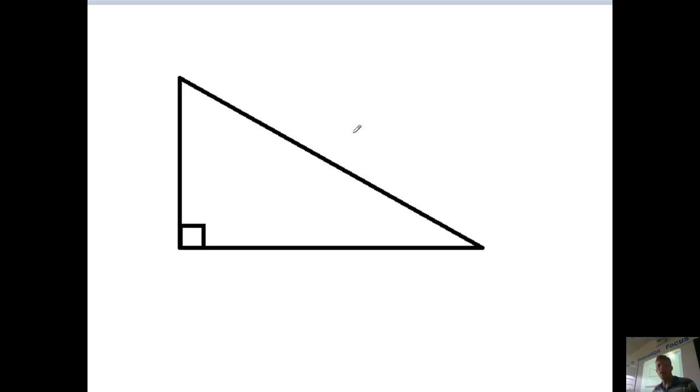So if this is the small angle, which side is the hypotenuse? Well, that's the longer side of the triangle. It's that one. Which side is the opposite? Well, that's the side that's opposite the angle. So it's way over here. Opposite side. And we have the adjacent side of the triangle, which is next to the small angle.